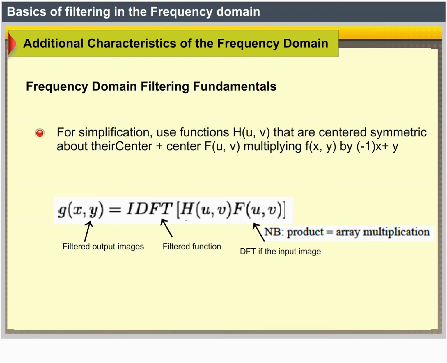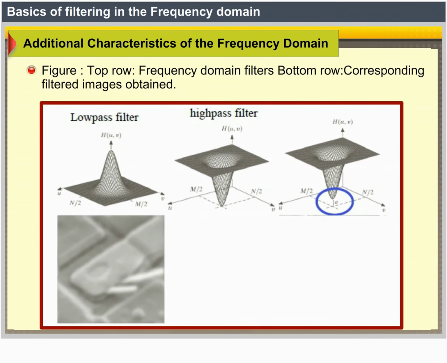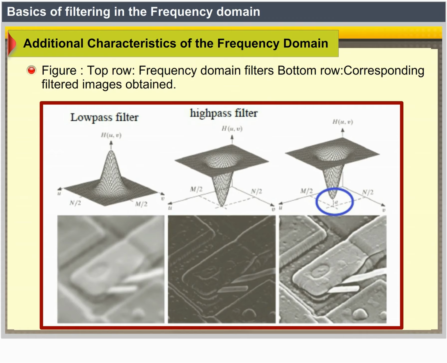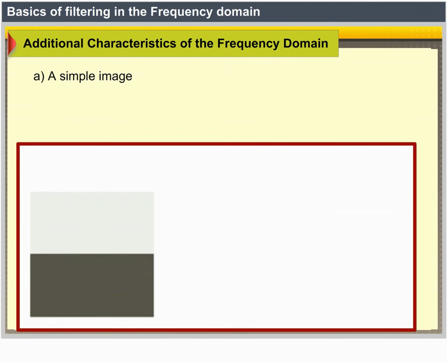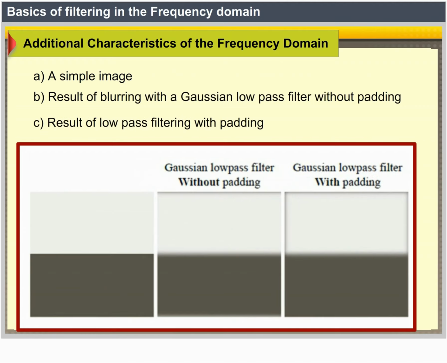In the figure, the top row represents the frequency domain filters and the bottom row the corresponding filtered images. Figure: A, a simple image; B, result of blurring with a Gaussian low-pass filter without padding; C, result of low-pass filtering with padding. Steps for filtering in the frequency domain.